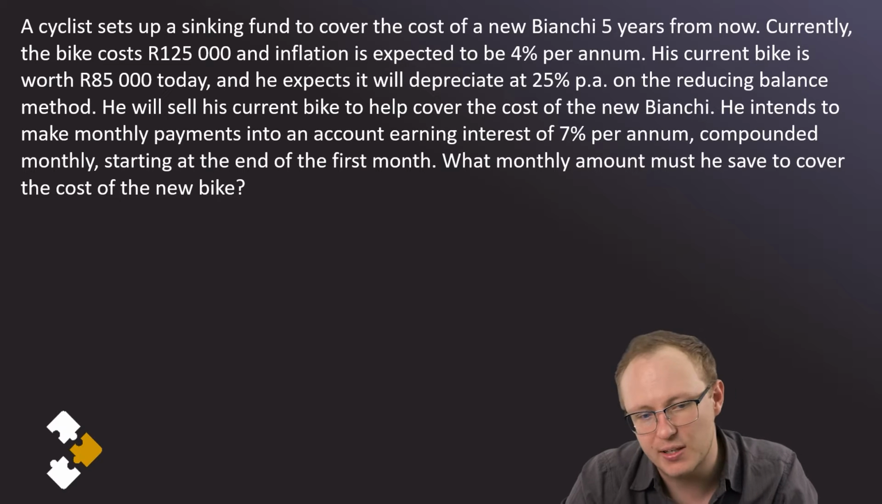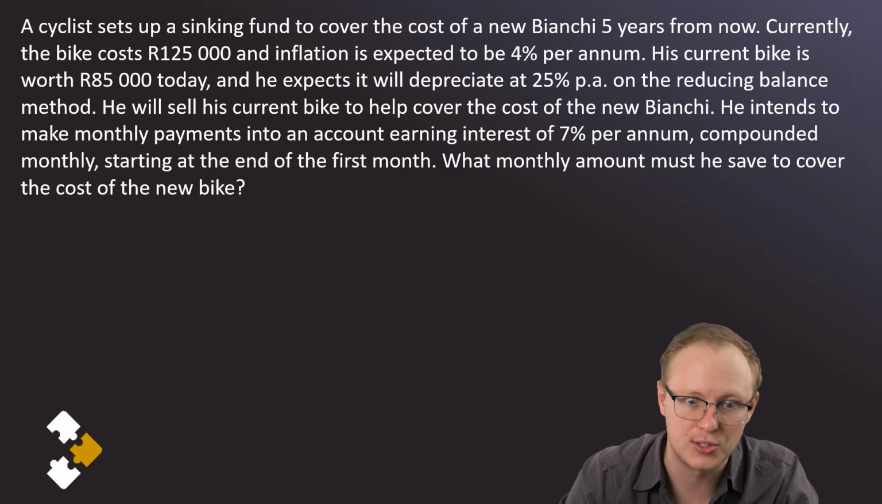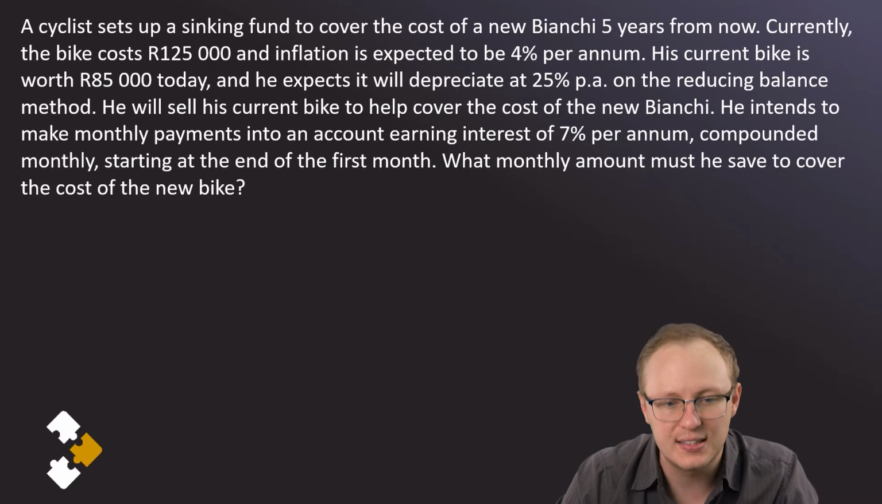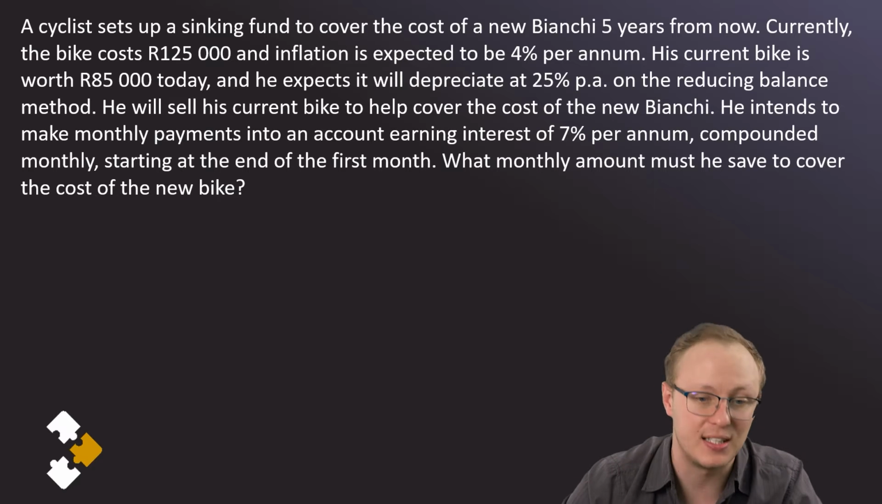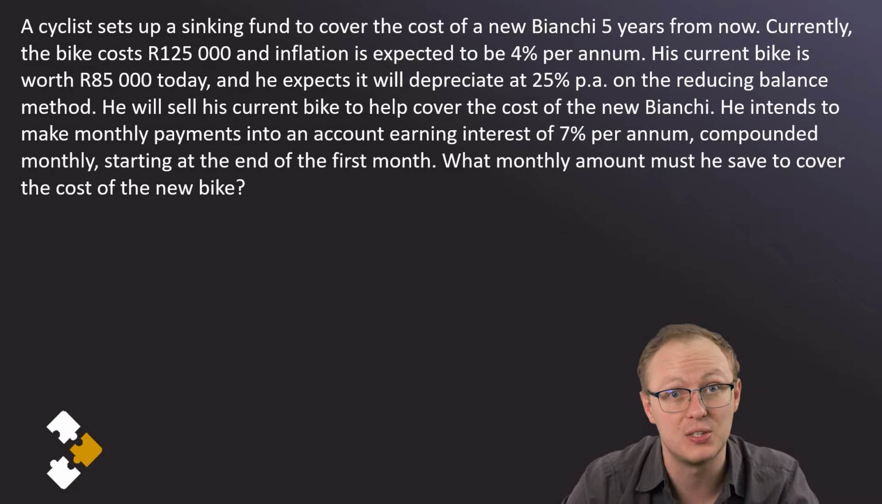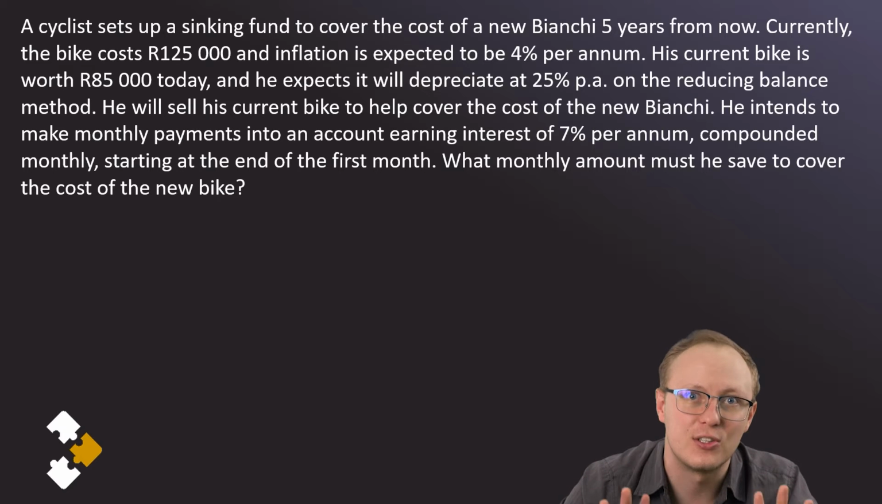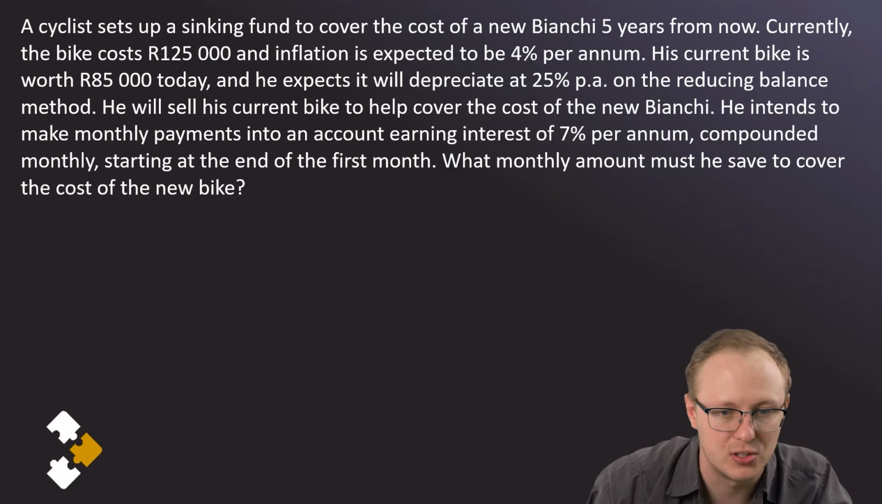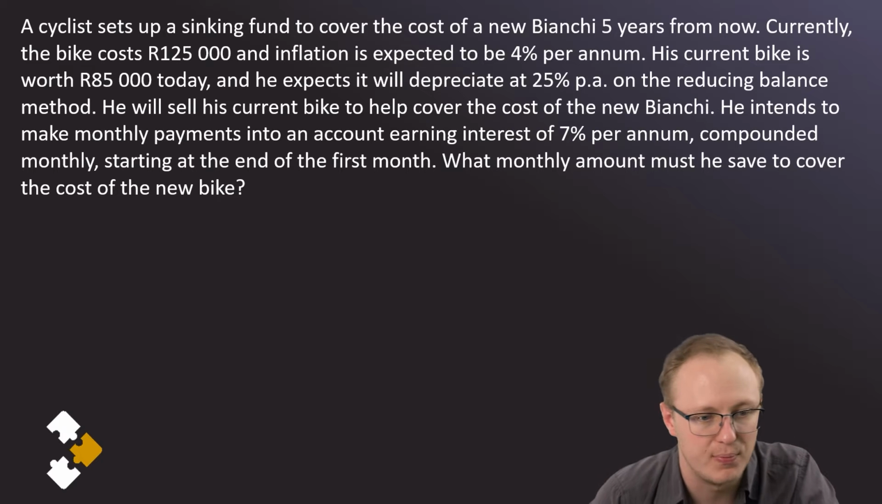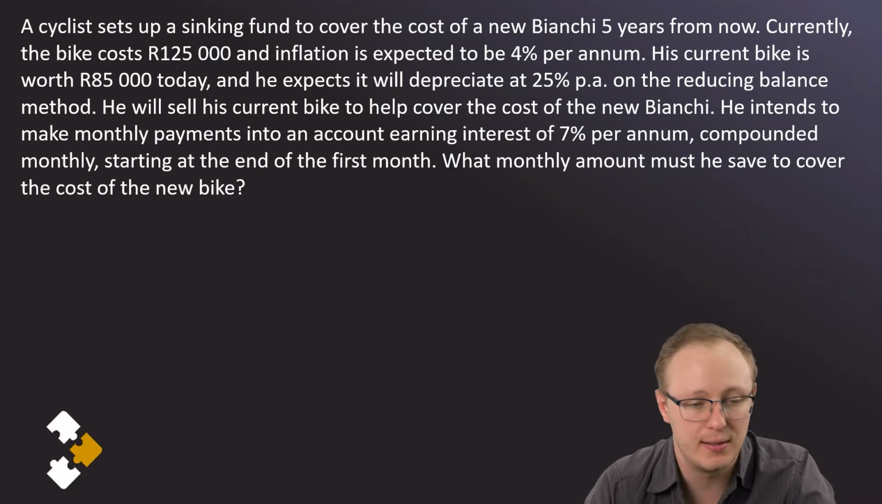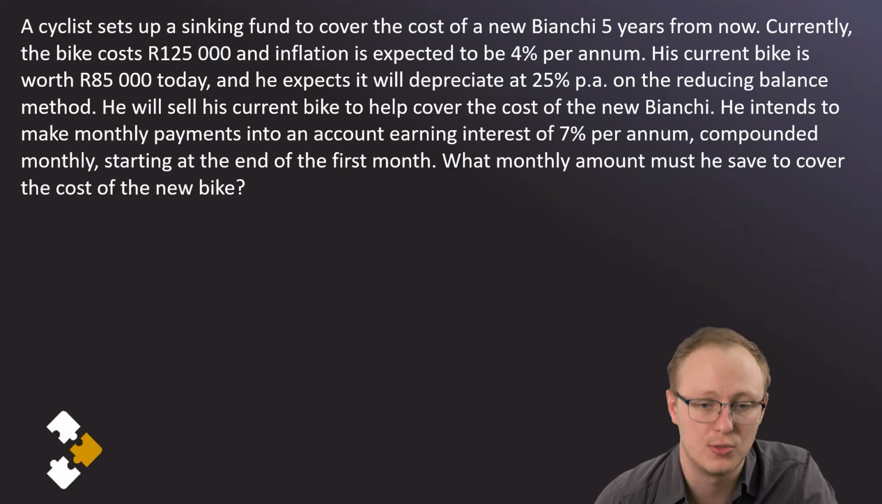So we're going to sell that bike in order to help cover the cost of the new bike, and we intend to make monthly payments into an account that's going to earn 7% interest per annum, compounded monthly, starting at the end of the first month, and that's how we're going to save up in order to buy this brand new bicycle 5 years from now. Okay, so what monthly amount do we need to save in order to buy this bike?